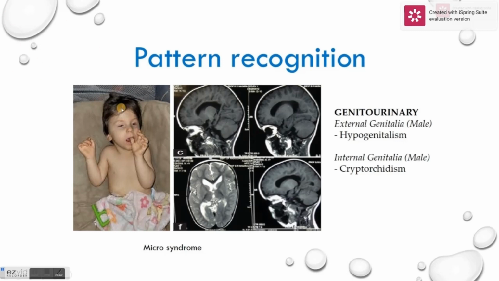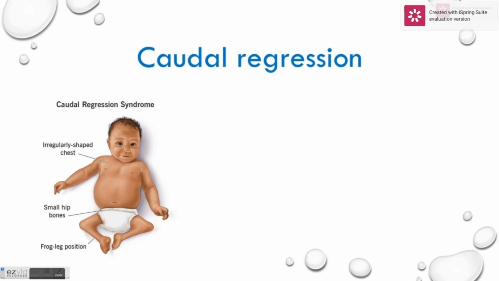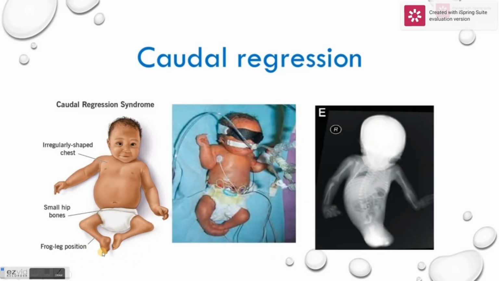You have a child with a small head circumference, microcephaly, small eyes, microphthalmia, and you look at the genitalia, micropenis. This is called Micro syndrome. If you just put them in Google, you can reach a diagnosis. Caudal regression. Just say the spine is not growing, and you see this abnormality in the lower legs, as in a diabetic mother.